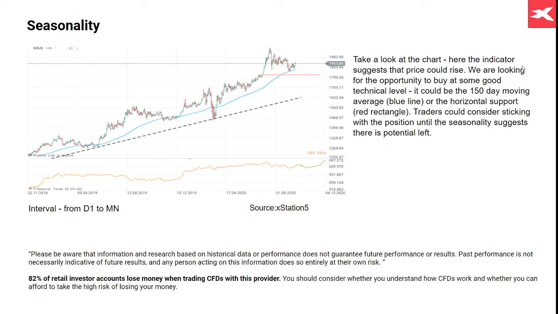This also should be used with something else. It could be the 150-day moving average, this blue line, or the horizontal support, this red line. Either or, depending on the situation. Traders could consider sticking with the position until the seasonality suggests there is potential left.